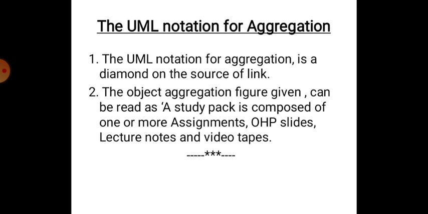The UML notation for aggregation is a diamond on the source of a link. Point number 2. The object aggregation figure given can be read as: a study pack is composed of one or more assignments, OHP slides, lecture notes, and video tapes. So the UML notation for aggregation is a diamond on the link at the source. You can find it in the figure.